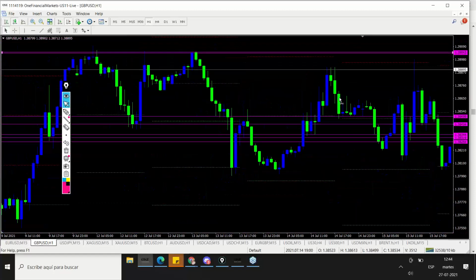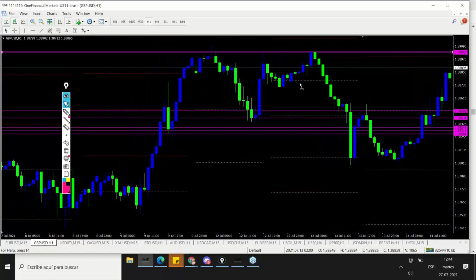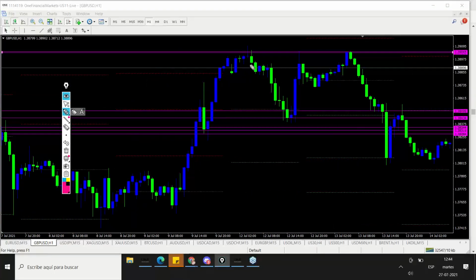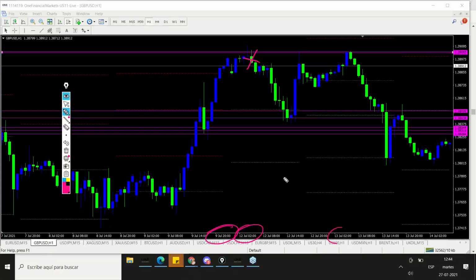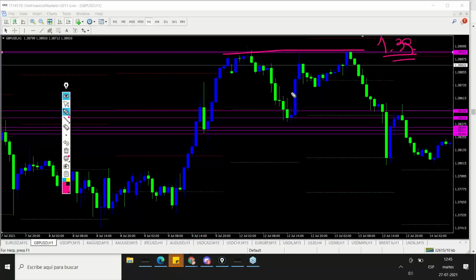So I'm going to go back, and I see here, I don't know if you follow me, July 9, July 12, and July 13. I have these levels on the pound dollar as very important highs, and those levels are 139. So I can say that in the past, 139 was a level where the market was taking profits out of the pound and not really buying.